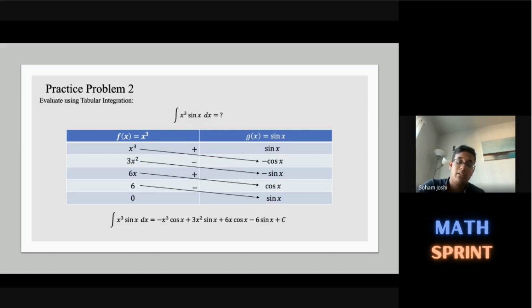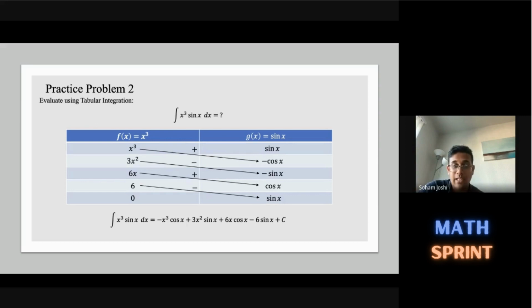Now we have to integrate the right column with respect to x. Integrating sine x gives, sorry, minus cos x. Integrating minus cos x gives minus sine x. Integrating minus sine x gives cos x. Integrating cos x gives sine x. Now we do the multiplication.